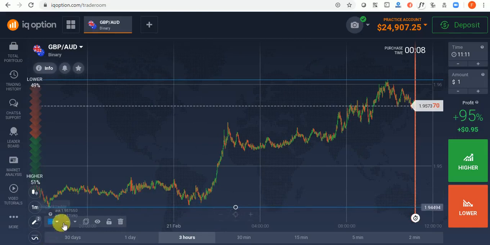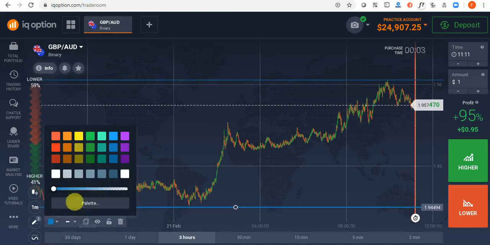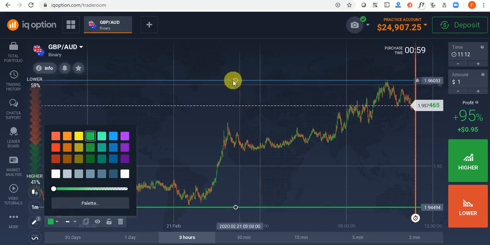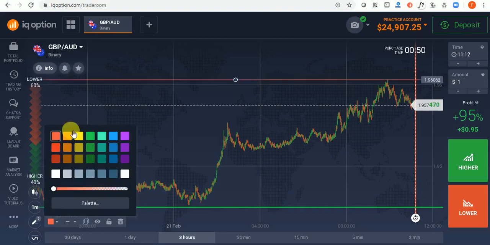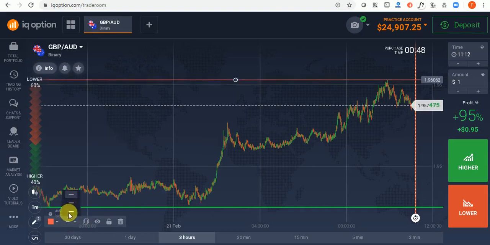Alright, so let's give it a color so that we can differentiate between both lines. The support line is always represented with green. The resistance, like it sounds, something that resists, red, danger. So we give it color red. I will also make it thick.